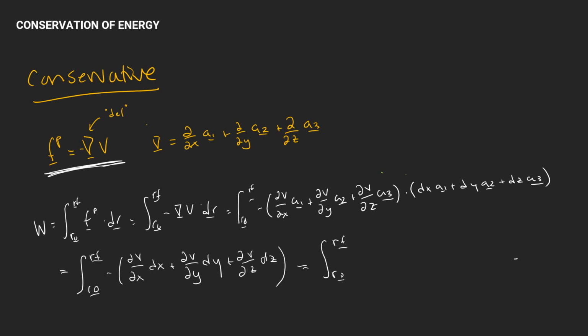which then again simplifies down ultimately to the integral from RO to RF of negative dV. And so if you take the integral of this, you end up with the potential at RF. Actually, I should make this RO, sorry, because this is a negative sign. So that becomes the potential at RO minus our potential at RF.